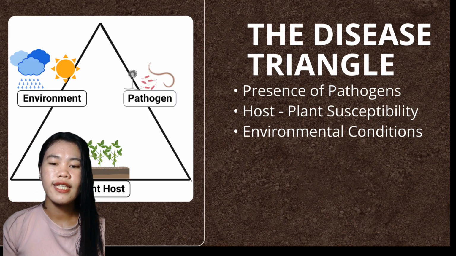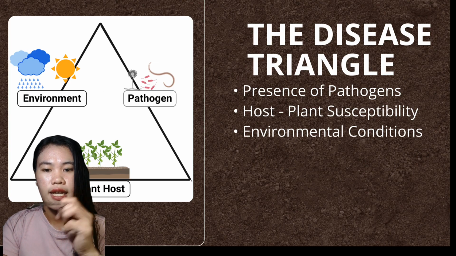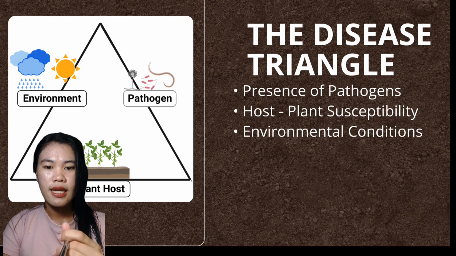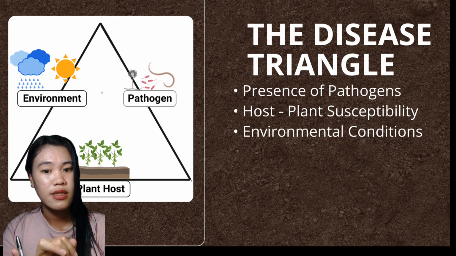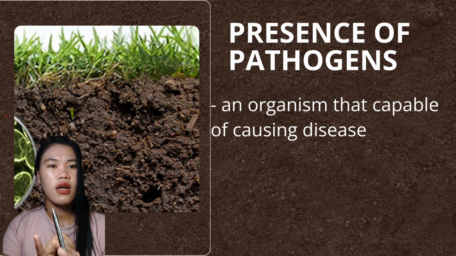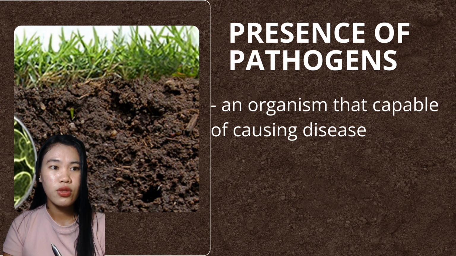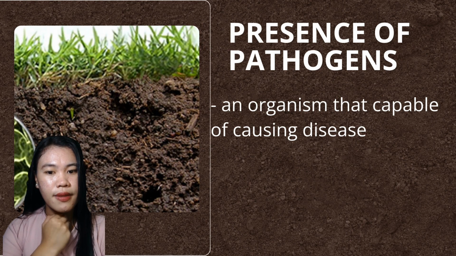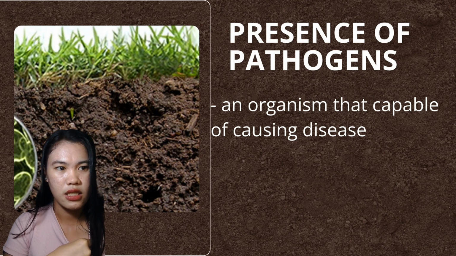So, let's move on to the disease triangle. Why is it called the disease triangle? Because it cycles through three factors that influence plants to carry diseases. The first one is the presence of pathogens. What are pathogens? Pathogens are microorganisms such as fungi, bacteria, viruses, nematodes, or water molds. They have the ability to infect plants and cause diseases.